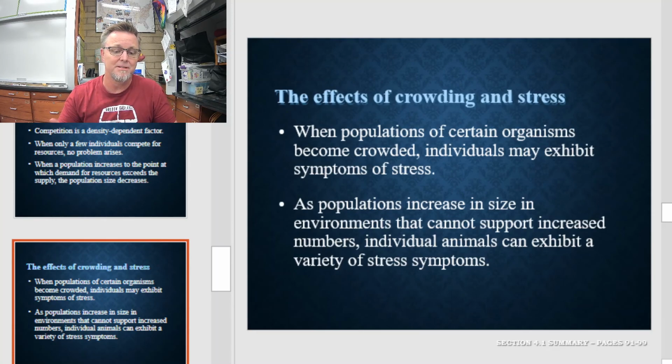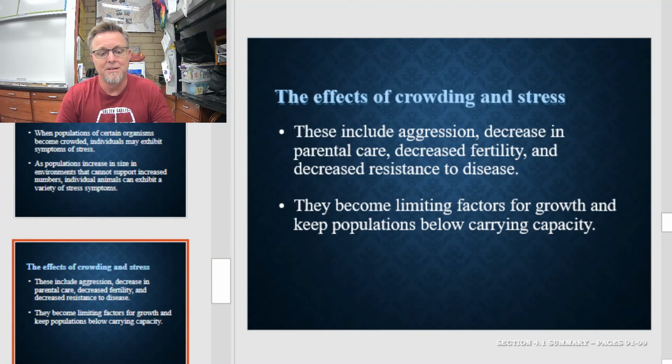Individual animals can exhibit a variety of stress symptoms. Those can include aggression, decreased parental care, decreased fertility, decreased resistance to disease. All of these can become limiting factors for growth and keep populations at or below carrying capacity.